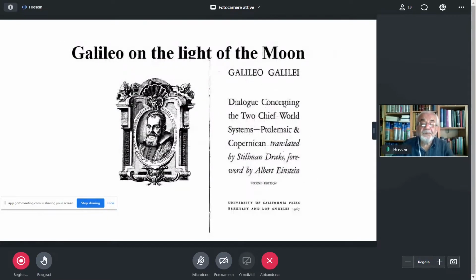As for Galileo, this is the picture of Galileo, and this is the front page of his great book, one of his two main books, Dialogue Concerning the Two Chief World Systems, Ptolemaic and Copernican. This is almost the standard translation.